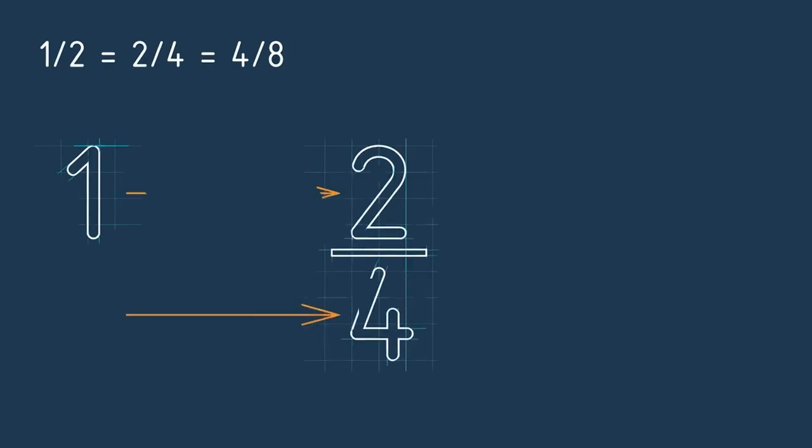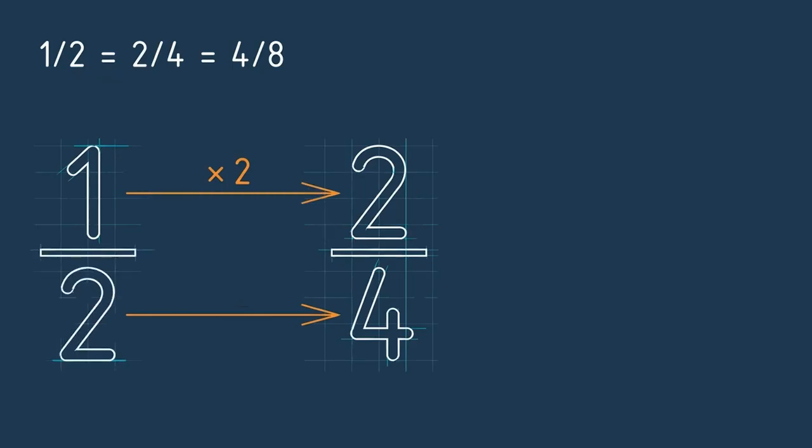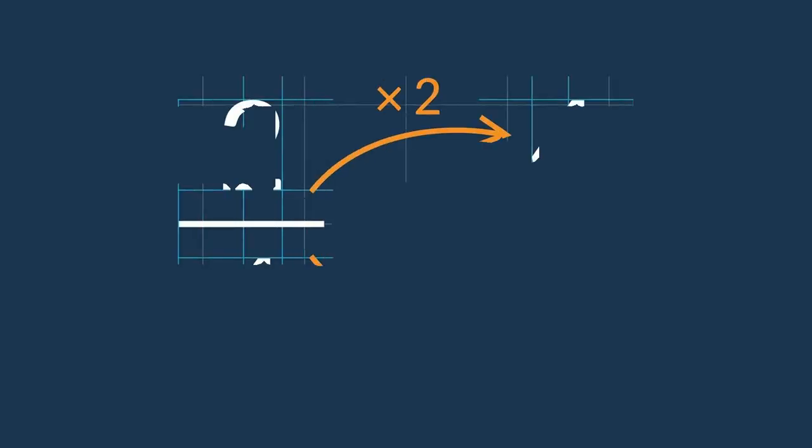Start with 1/2. Multiply the numerator and denominator by 2. On top, 1 times 2 equals 2. On the bottom, 2 times 2 equals 4. Now you have 2/4.